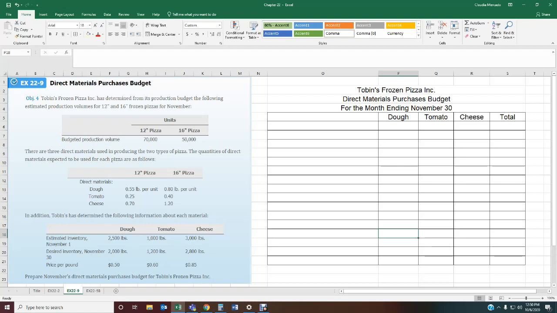For every 12-inch pizza, we're going to use 0.55 pounds of dough, 0.25 pounds of tomato, and 0.70 pounds of cheese. For every 16-inch pizza, we're going to use 0.80 pounds of dough, 0.40 pounds of tomato, and 1.20 pounds of cheese.